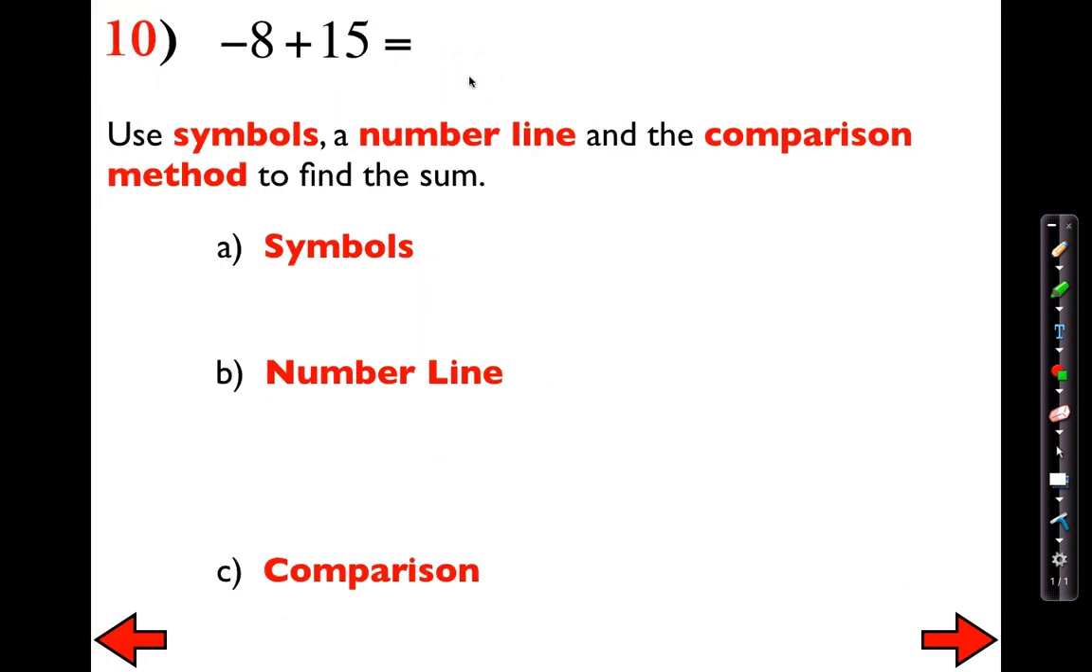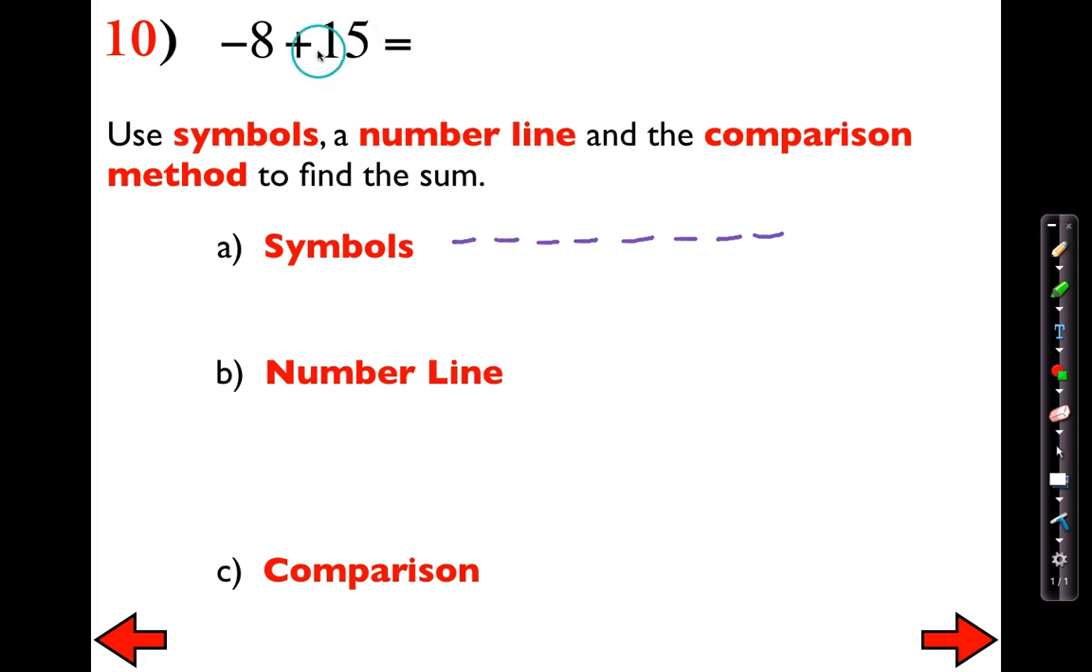Okay, so now let's take a look at what we did yesterday. Yesterday we did symbols, we did a number line, and today we did comparison. I'm going to go ahead and do number 10 using all three methods that I've learned so far. So the first one's with symbols. Negative 8, I'm going to go ahead and write 8 negatives. 1, 2, 3, 4, 5, 6, 7, 8.